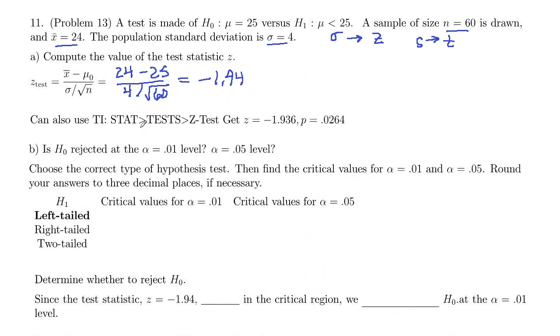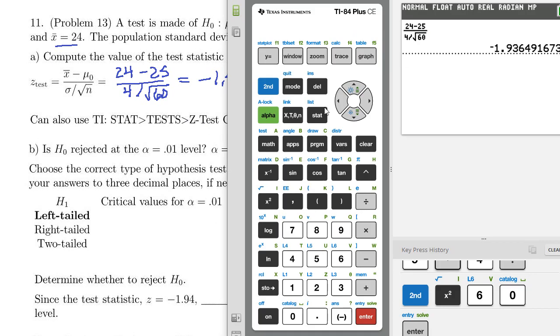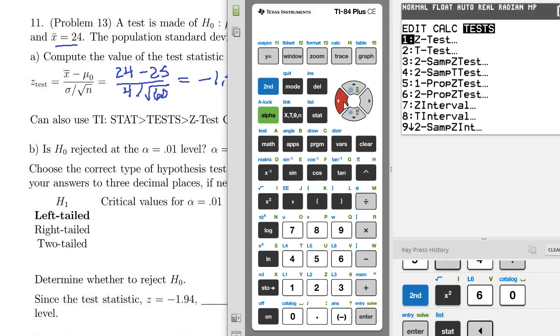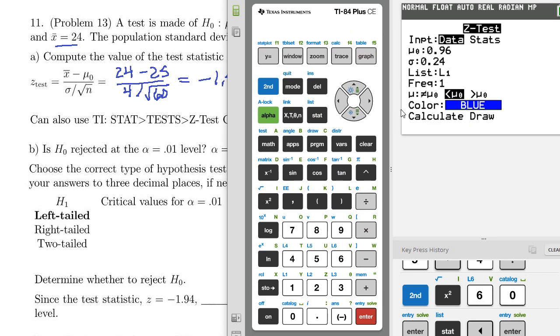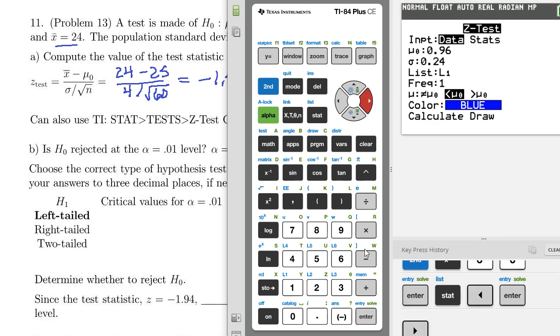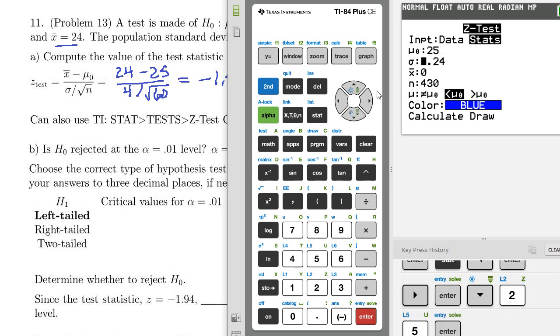Now you can also get that with STAT, TESTS, Z-Test. Do that real quick. So Z-Test is the first one. Press enter. We are going to use the summary statistics, so highlight that. Our hypothesized mean is 25. The standard deviation was 4. Our x-bar is 24. Our sample size is 60. And then it's already set for a less than mu0.